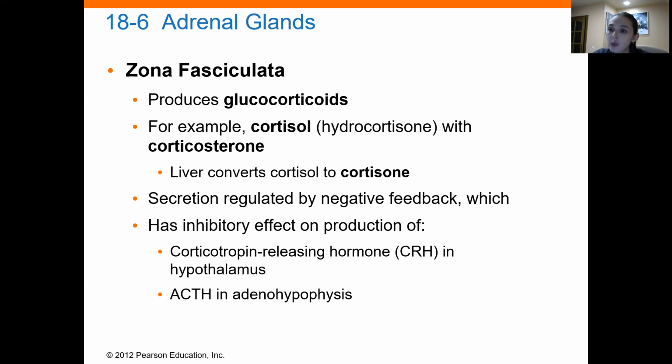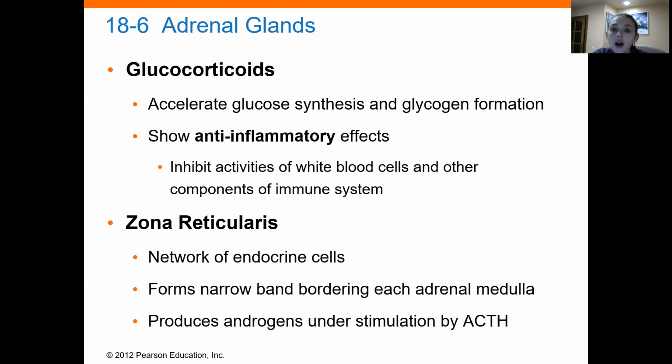This negative feedback will happen only if the level of cortisol increases, and as a result, it will have a negative effect on CRH and ACTH. Glucocorticoids have their main functions. They accelerate glucose synthesis and glycogen formation. They show an anti-inflammatory effect, which happens due to inhibited activity of the white blood cells and other components of the immune system.